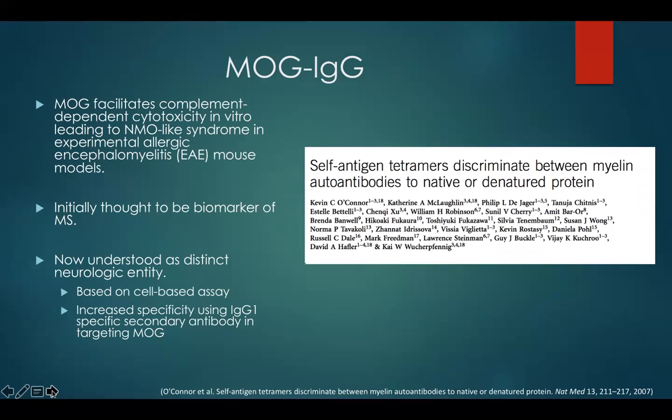So MOG antibody has been known for a few decades, and it was initially thought to be a biomarker of multiple sclerosis, but more recently, in the last 10 or so years, we have found it to actually be a distinct neurologic entity separate from NMO or MS.